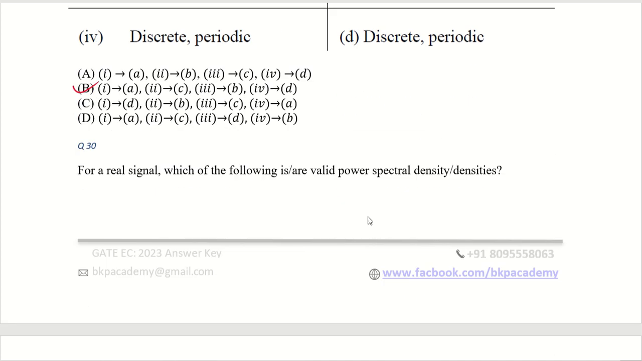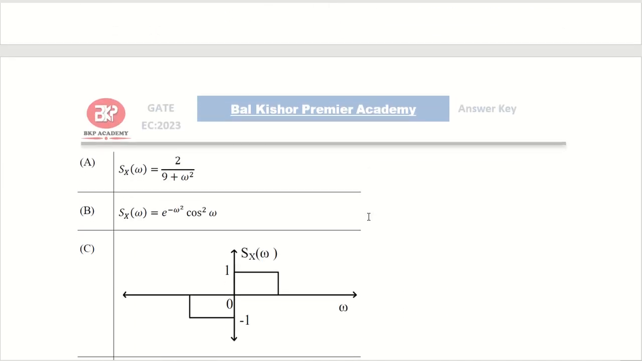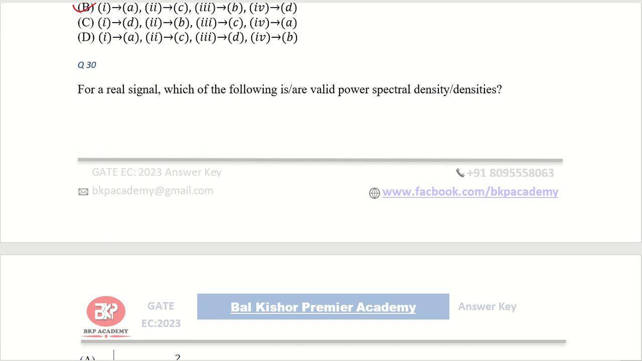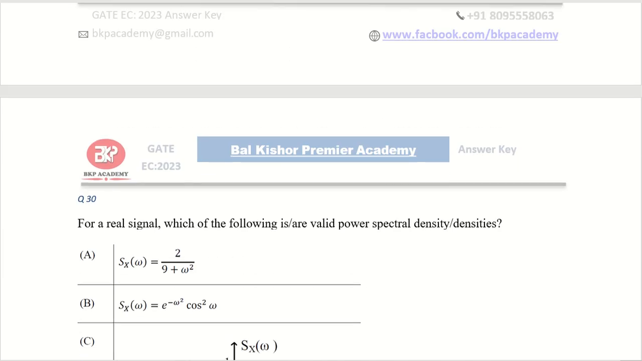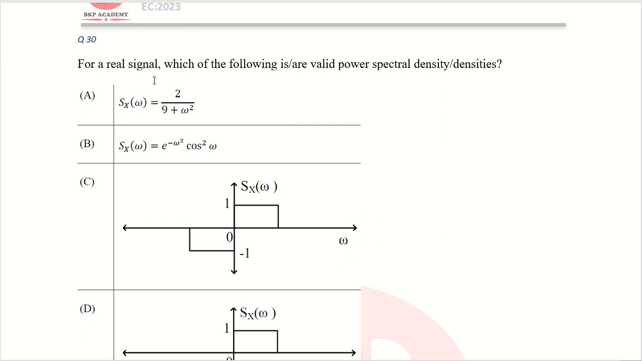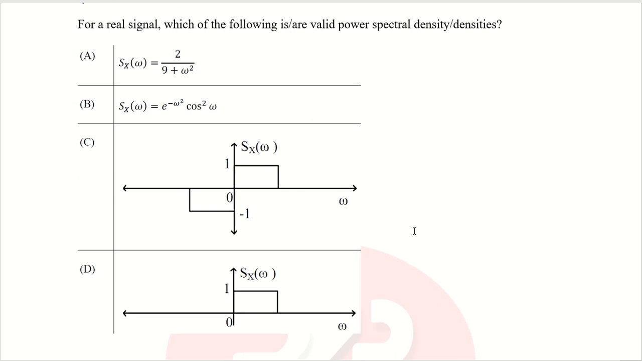Then coming to question number 30. So question number 30 is: for a real signal, which of the following is our valid power spectral density or densities? So which one of them will be valid? You have to find out that the integration must be coming up as 1.